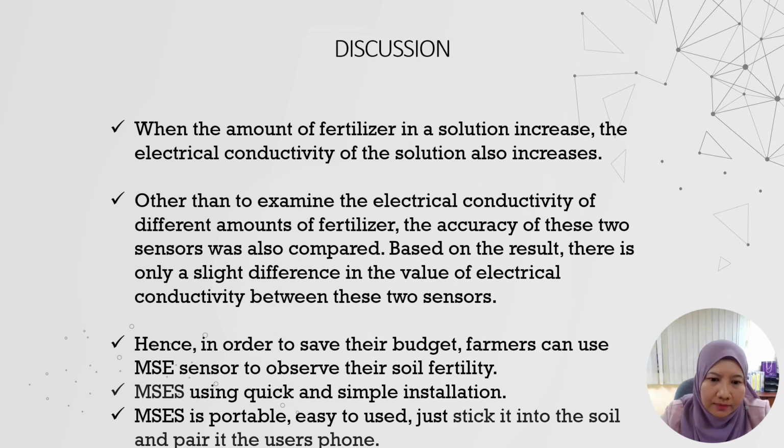the electrical conductivity of the solution also increases. Other than examining the electrical conductivity of different amounts of fertilizer, the accuracy of these two sensors was also compared. Based on the result, there is a slight difference in the value of electrical conductivity between these two sensors. Hence, in order to save budget, farmers can use the ISE sensor to observe their soil fertility. MSES is a quick and simple installation. MSES is portable, easy to use, and you just test it in the soil and pair it to the user's phone.